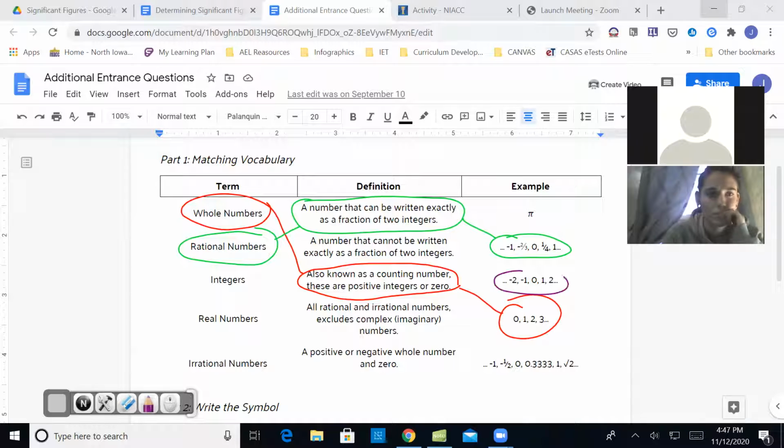Integers are positive or negative whole numbers and 0.